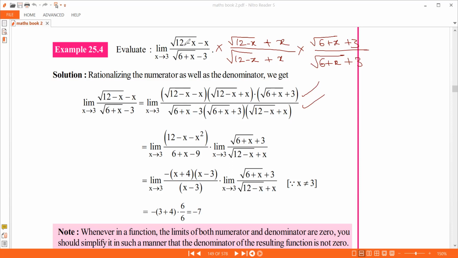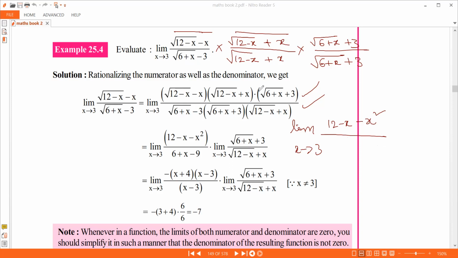Now look in here, this is like a plus b into a minus b, or a minus b into a plus b type. So a square is 12 minus x. So you have limit x tends to 3. You have 12 minus x, that is a square, minus b square, that is x square. So that is x square minus x square. This is what you have. 12 minus x square.